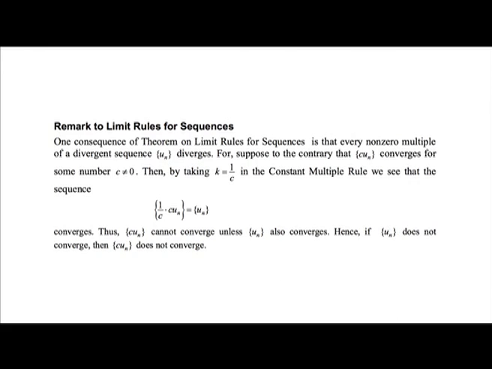Thus, sequence c un cannot converge unless sequence un also converges. Hence, if sequence un does not converge, then sequence c un does not converge.